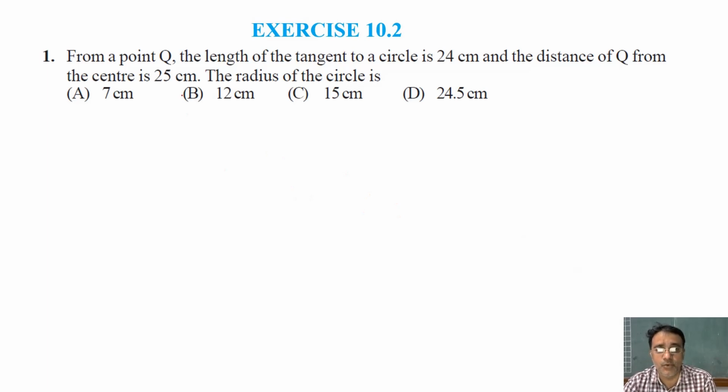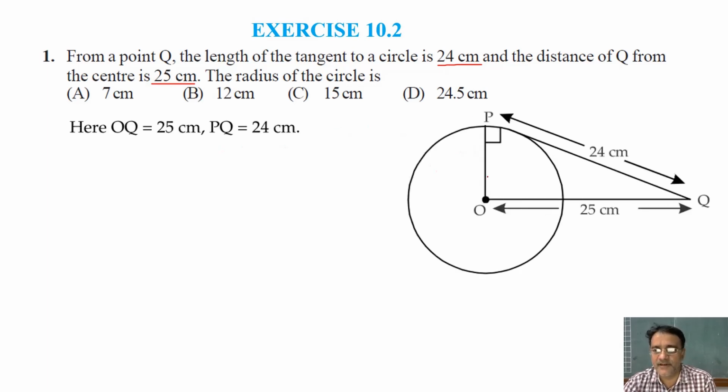From a point Q, the length of the tangent to a circle is 24 centimeter and the distance of Q from the center is 25 centimeter. The radius of the circle is dash. So first we will draw a rough figure. The distance of point Q from the center is 25.